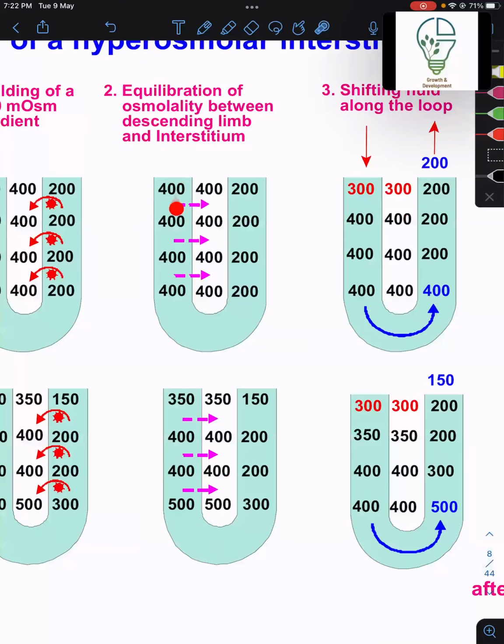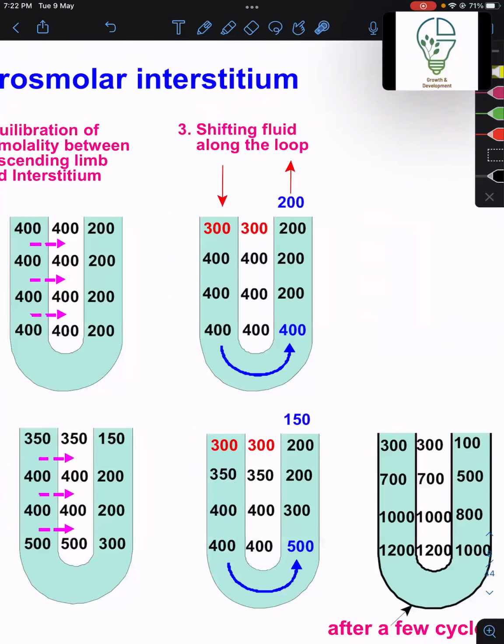Right, so now I have a more concentrated fluid in my descending loop of Henle, right? The next step, now remember that fluid is constantly flowing through the tubules, right? So what's going to happen is, remember how I told you that the proximal convoluted tubule is isotonic and has a concentration of 300 milliosmoles? That fluid is now going to enter my descending loop of Henle. So that explains this 300 over here. This is the fluid that just entered my descending loop of Henle from my proximal convoluted tubule, and that's why its concentration is 300, right?